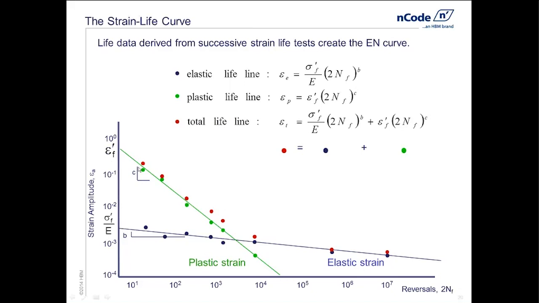And those four pieces of data, B and C as the slopes, and sigma F prime and epsilon F prime, basically are the components, the parameters I need to describe the strain life curve. So the strain life curve actually is the addition of those two straight curves in log-log space. So we're going to actually do our calculation with this red curve. This is the actual strain life curve, but it is actually computed from separate regressions to elastic and plastic strains.